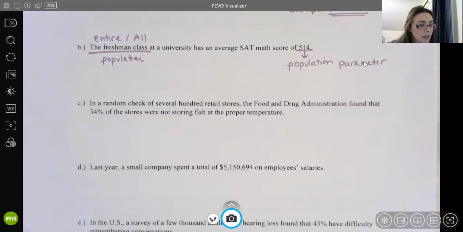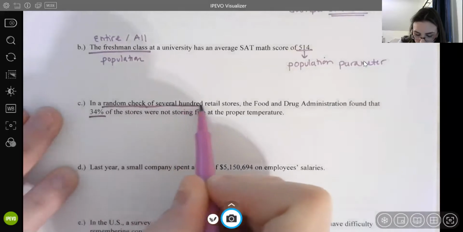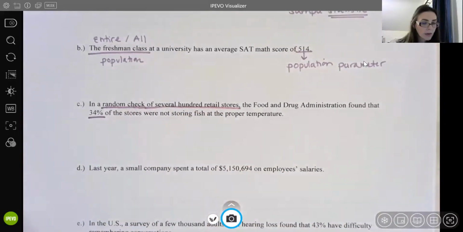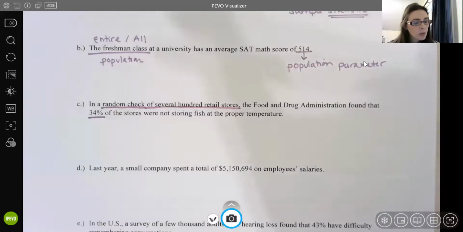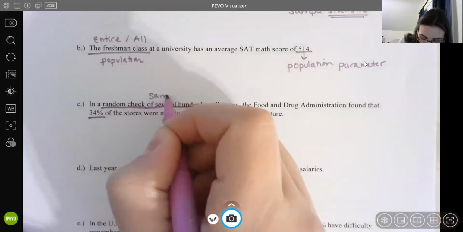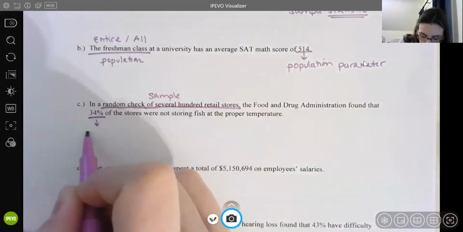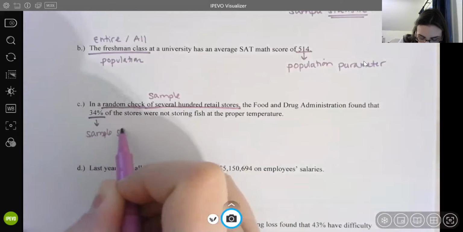In a random check of several hundred retail stores, the Food and Drug Administration found that 34% of stores were not storing fish at the proper temperature. So there's our value, and it says a random check of several hundred retail stores. So think about this. Are these all the retail stores or just some of the retail stores? Well, it's just some of the retail stores, right? So this is a sample. So because it's a sample, then this value here is a sample statistic.